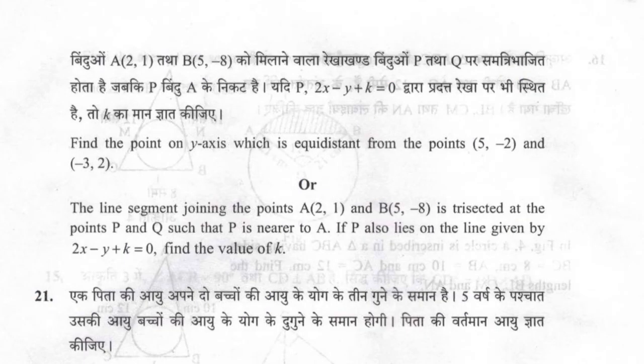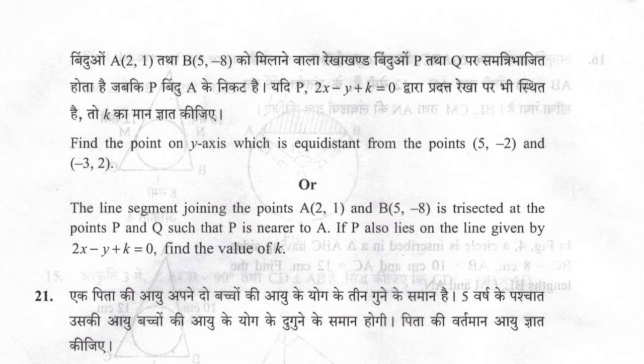We have a choice in the 20th question. So the other question says the line segment joining the points A (2, 1) and B (5, minus 8) is trisected at points P and Q such that P is nearer to A.